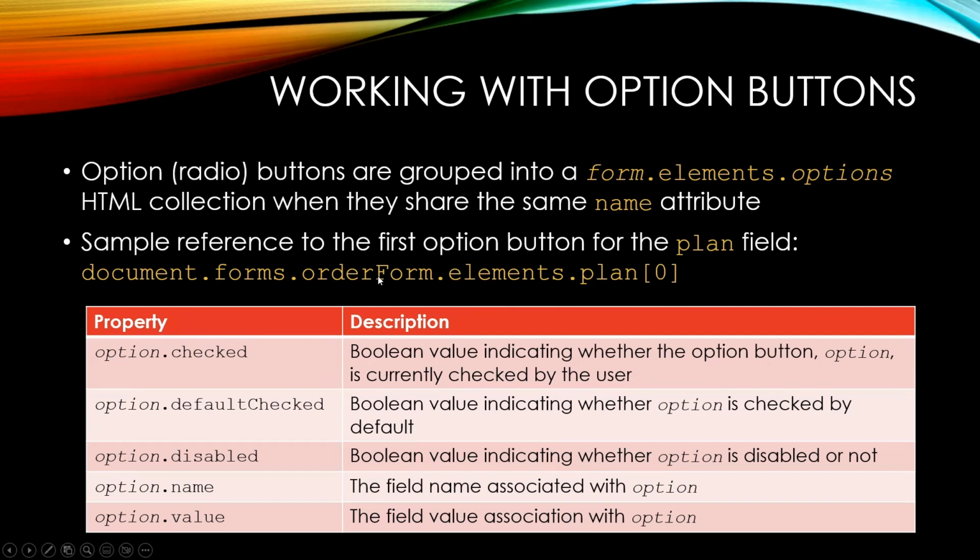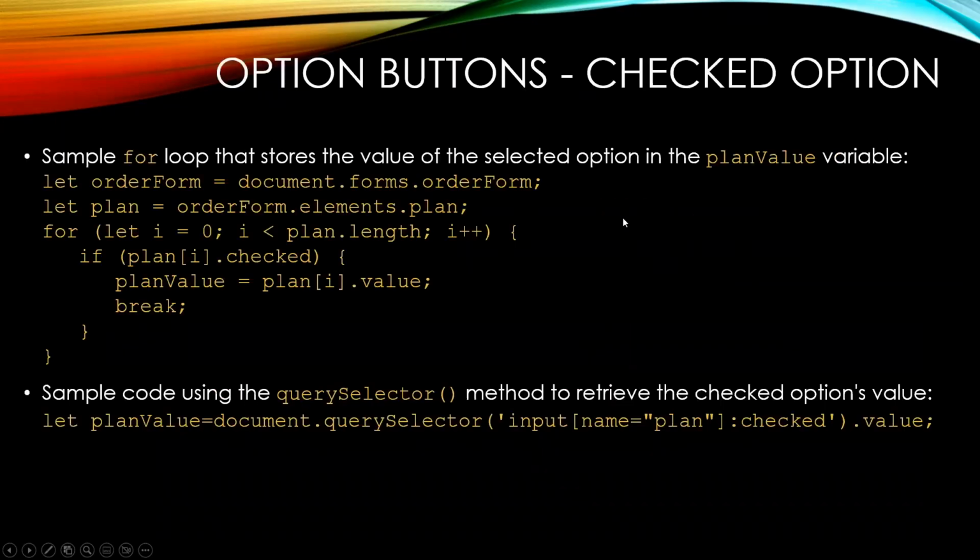Well, things that we can do with these radio buttons, option buttons, we can see if it's checked by using checked. We can give it a default, whether we want it to be checked or not. We can actually disable it, and we can give it a name, and we can give it a value. So for the check option, we have a sample for loop here that is going to store the value of whatever is selected into a new variable called plan value. So thinking back to the original, and we'll look at it again, there were some plans that you can choose, kind of like those extra warranty plans.